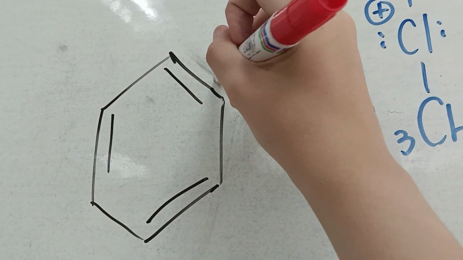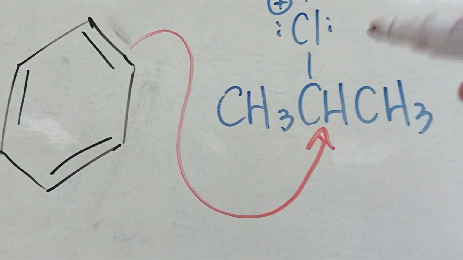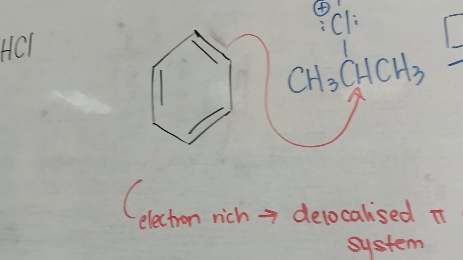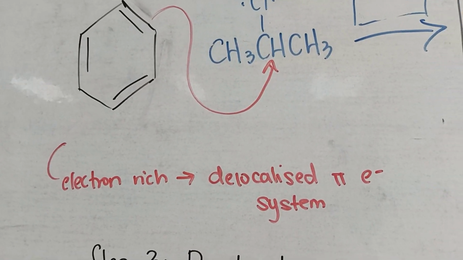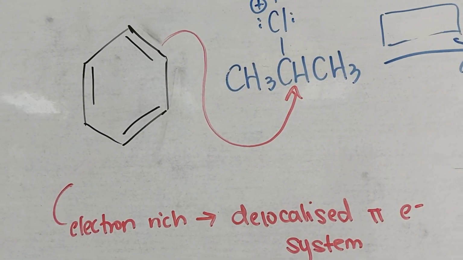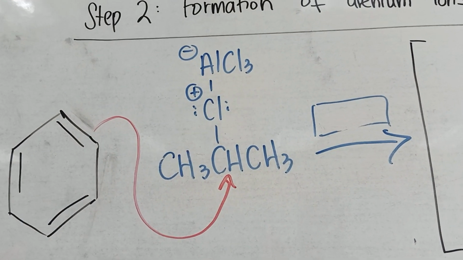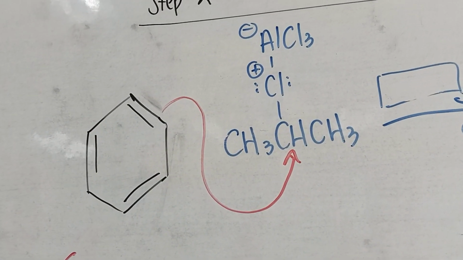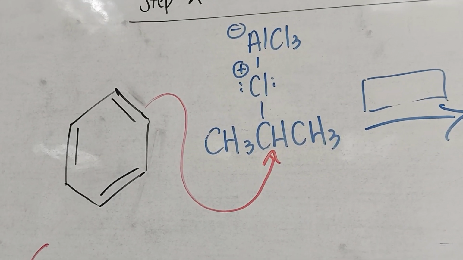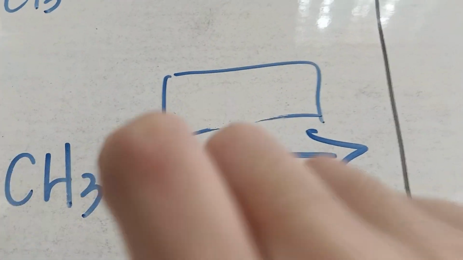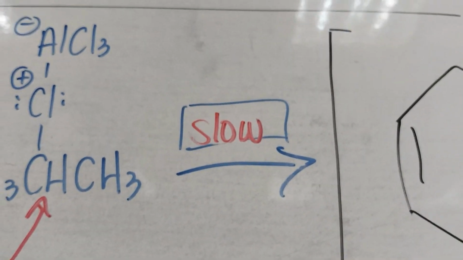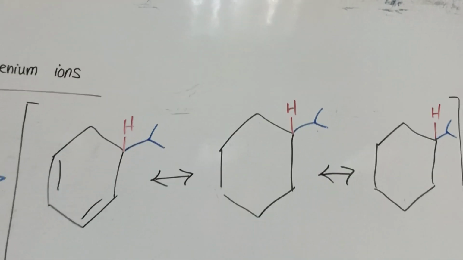So draw an arrow like so. Why would this attack even happen in the first place? Well, benzene is very electron rich due to its delocalized pi electron system, you see. So it is quite attracted to this electrophilic site, which is the structure over here. But since both of these structures are quite stable, it will take a lot of energy for this reaction to occur. So we need to write slow on top of the arrow, just as we do with the previous mechanisms. Alright, now draw your arenium ions.